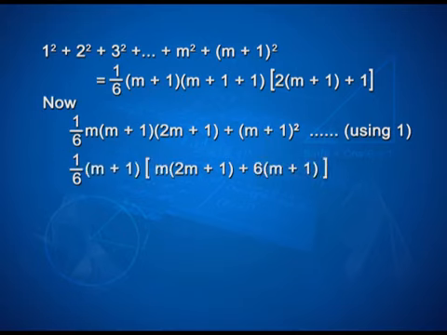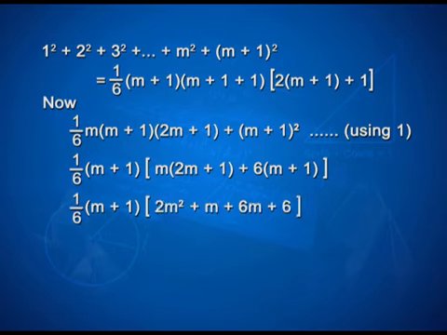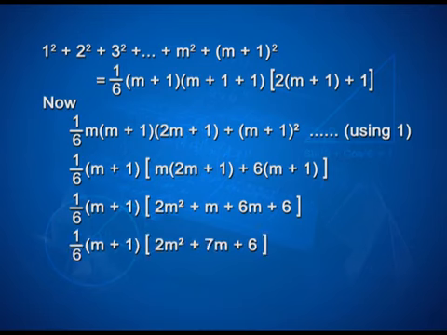Taking 1 upon 6 m plus 1 outside the brackets, we can simplify it as m into 2m plus 1 plus 6 into m plus 1. This again can be written as 1 upon 6 m plus 1 2m square plus m plus 6m plus 6. On simplification, we get 1 upon 6 m plus 1 into 2m square plus 7m plus 6.